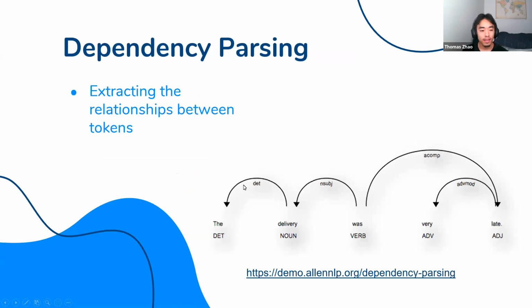Now is where it starts getting a bit more complicated. There's this thing called dependency parsing in natural language processing, and it's basically where we want to extract the relationships between words. For example, you'll see these graphs when you research dependency parsing. And you'll see like, the delivery was very late. Well, was here is the root.